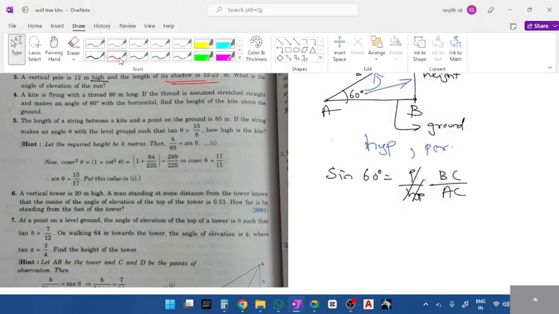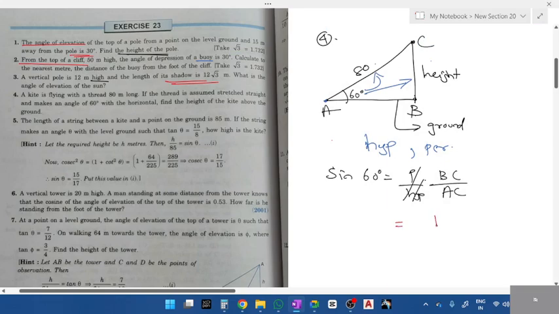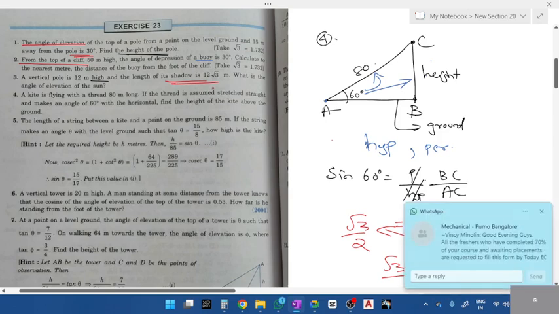What is sine 60 value? Tell me sine 60, students. Root 3 by 2 gets multiplied with 80. Root 3 into 80 divided by 2 is equal to BC. BC is the height, 40 root 3, and root 3 value is given.